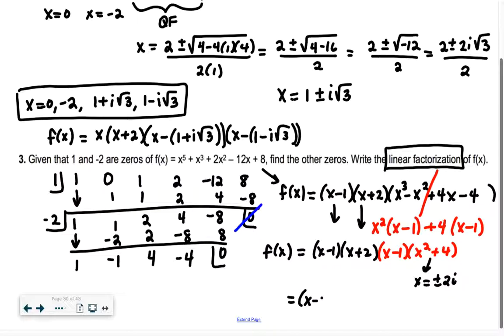All right, so we have x minus 1, x plus 2, x minus 1, and then we're going to have x minus 2i times x plus 2i. That is the linear factorization. Make sense? Good. All right, next up.